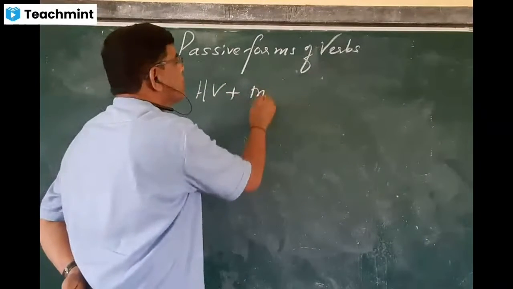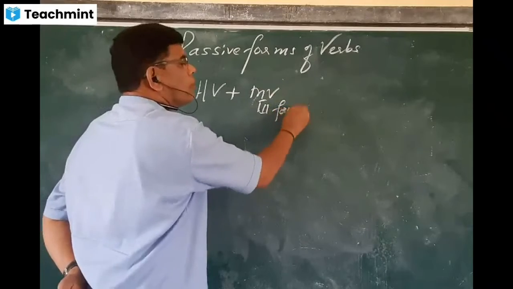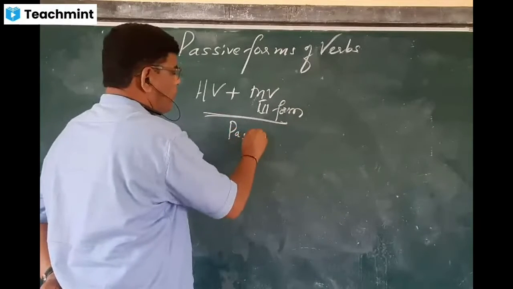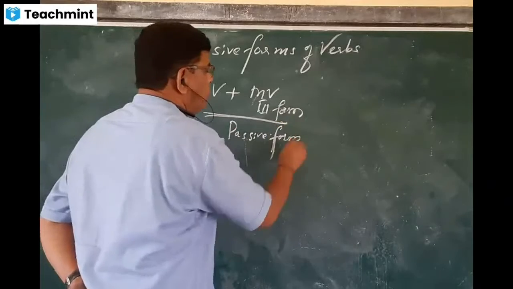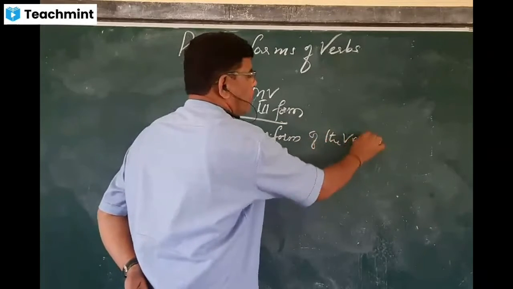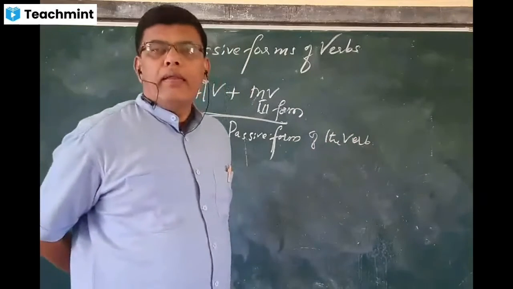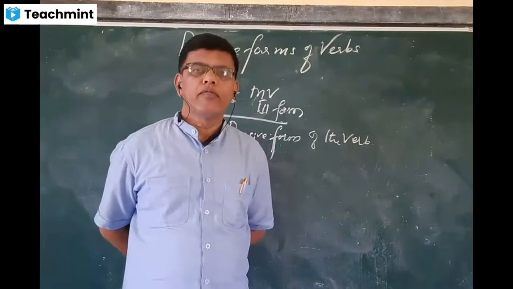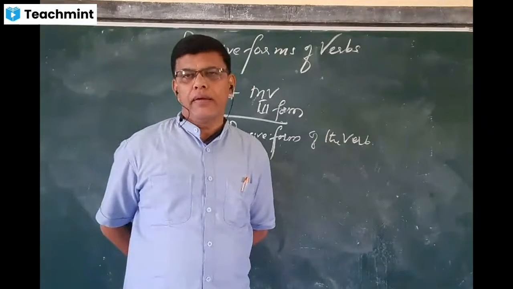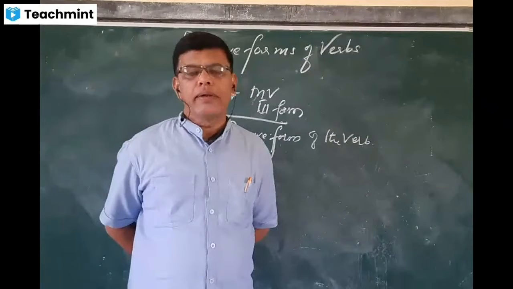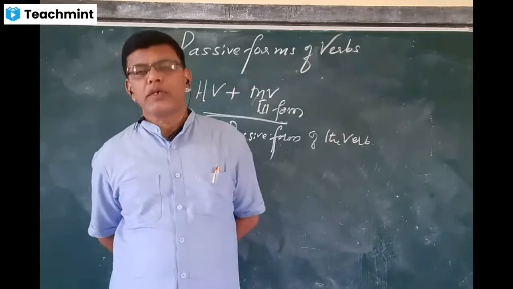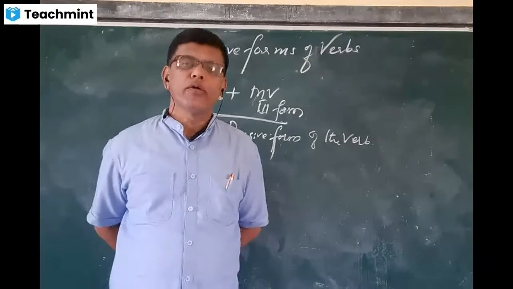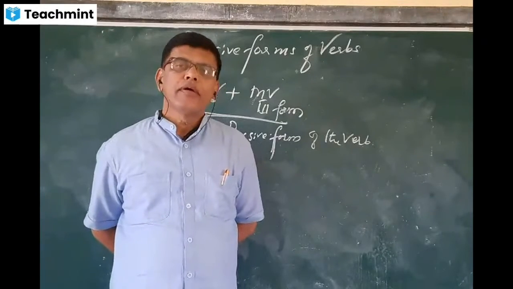Helping verb plus main verb, third form is the formula of the passive form of the verb. The verb in the passive sentence is always the third form. That is what we call past participle. Past participles, as I have already told you, are used in two situations. One in the perfect tenses, and the other situation where we use the past participle is the passive sentences.